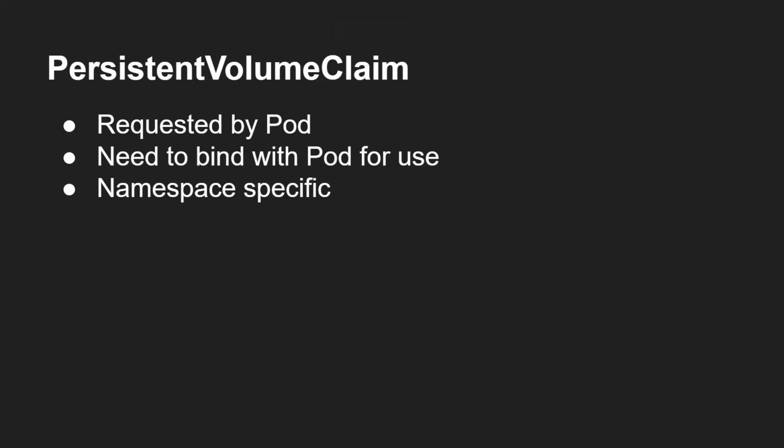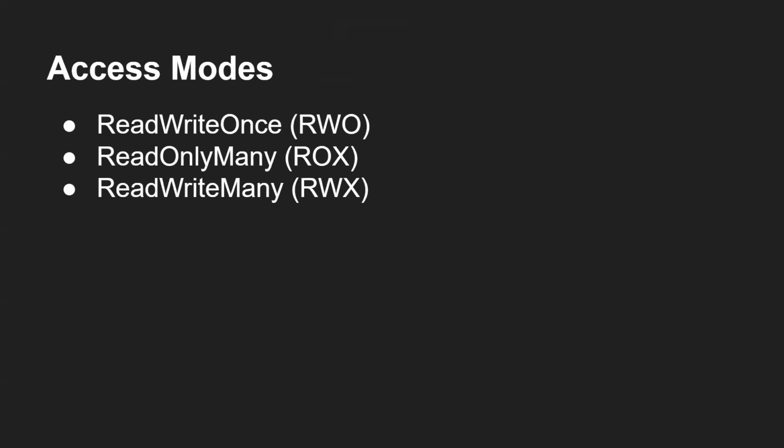namespace specific. And when you create a persistent volume claim, there are three types of access modes. ReadWriteOnce, which means only one specific node can read and write with that particular pod. Or ReadOnlyMany, where you can give many people access to read. And also ReadWriteMany, where many people can access this pod. Like that you can give the access.